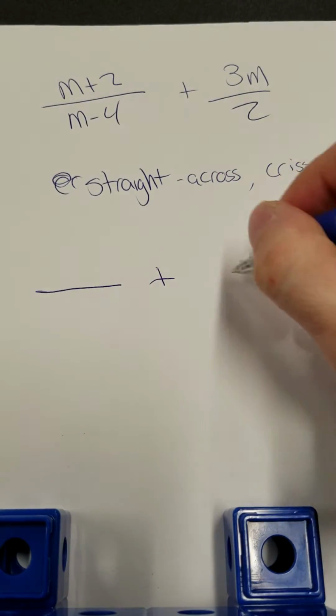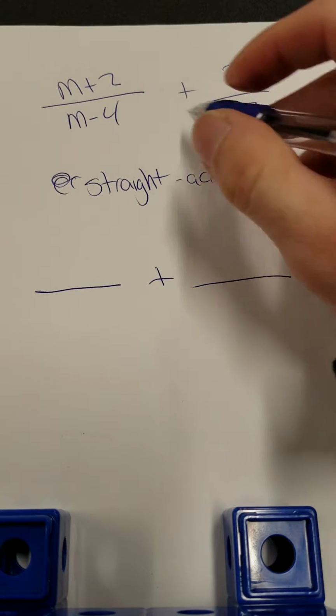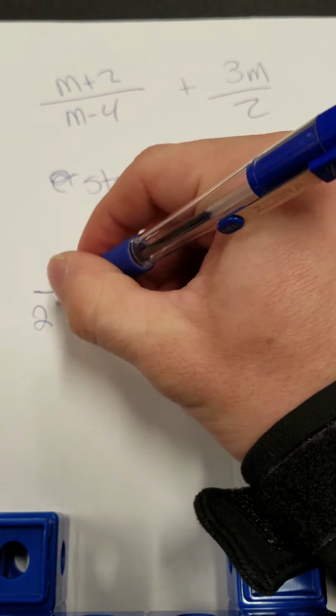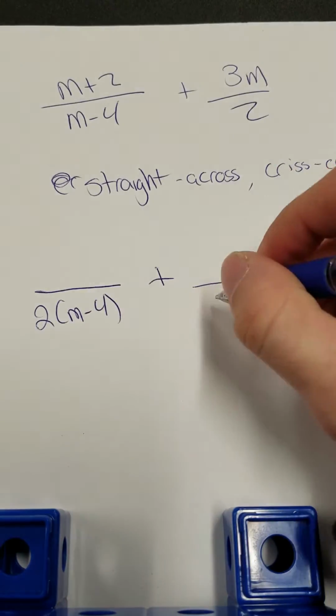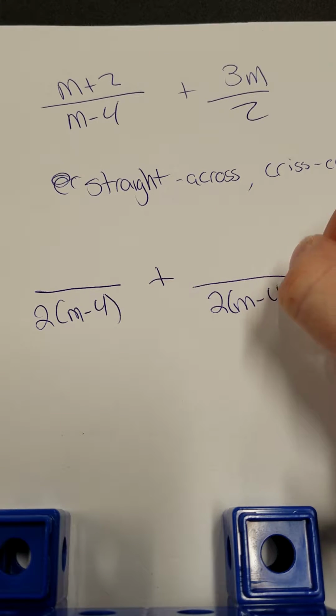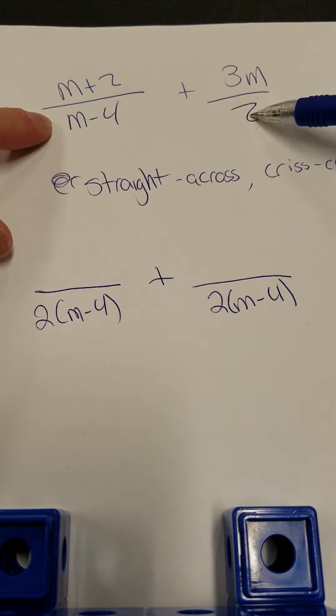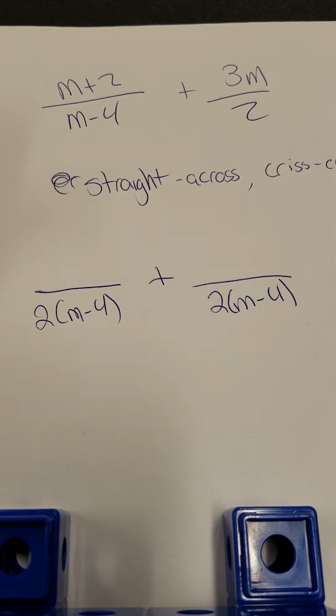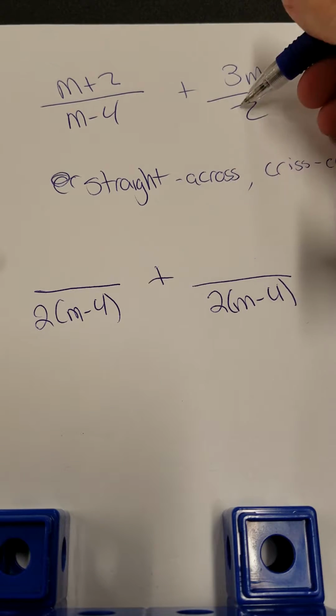So we're going to go straight across on the bottom, and we're multiplying here. So that's 2 times m minus 4. That's the straight across piece. The two pieces on the bottom, multiply them together, that becomes your common denominator. You do not need to distribute it out. You don't need to FOIL. You don't need to do anything. Just leave it alone. Now the crisscross.